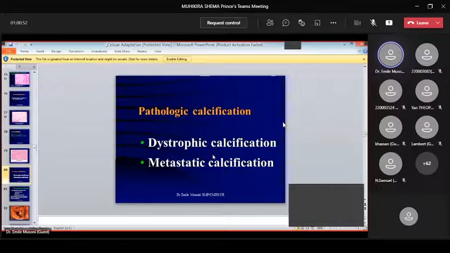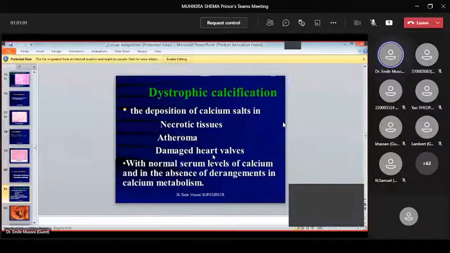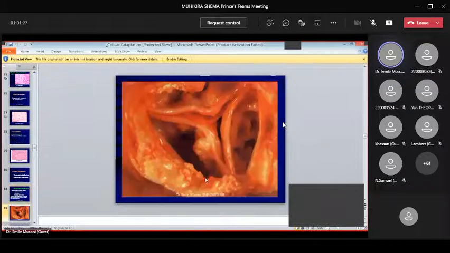Pathologic calcification can be dystrophic or metastatic. Let us see the difference. Dystrophic, there's a deposit of calcium stored in necrotic tissue, atheroma. Atheroma is related to atherosclerosis, deposit of fat in blood vessels. So for dystrophic calcification, there is a normal serum level of calcium, in the absence of derangement in calcium metabolism. Whereas this is the deposit of calcium in the heart.